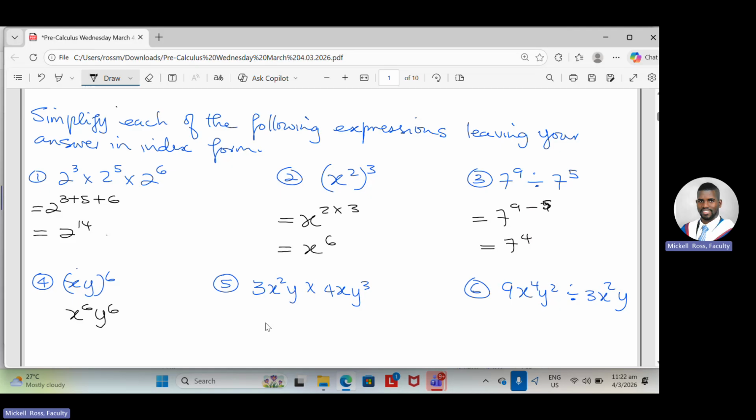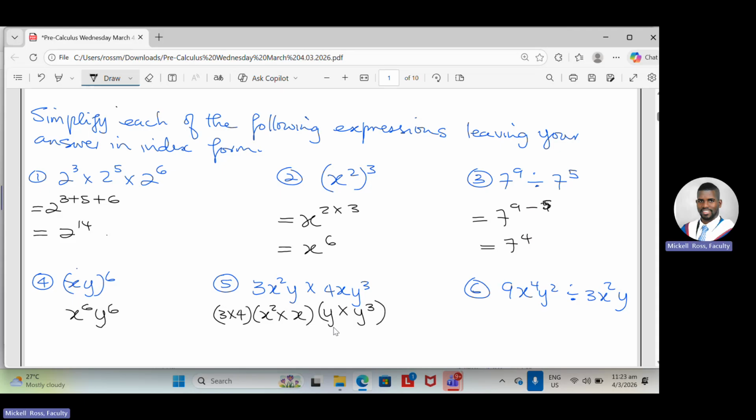Now notice here that we are multiplying. So the numbers will multiply and the corresponding variables will also multiply. What do we mean? 3 will multiply by 4. x squared will multiply by x, and y will multiply by y cubed. All right, so the corresponding terms will multiply.